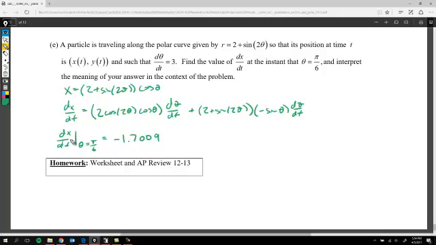They ask us to interpret what this means. Because my derivative is negative with respect to t, my x derivative is negative, that means that my original x is decreasing, because dx dt is negative. Okay, that is it. See you later.